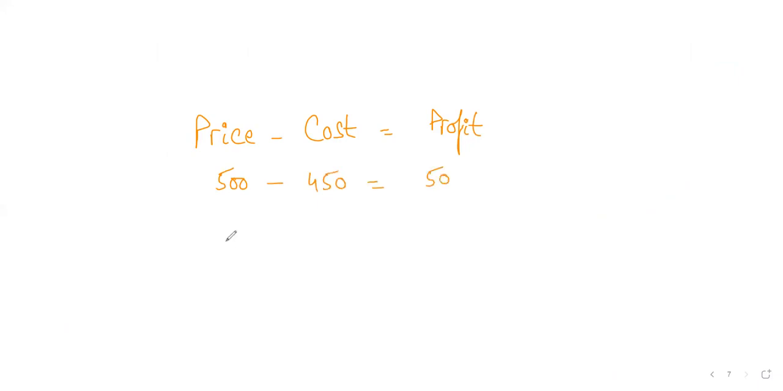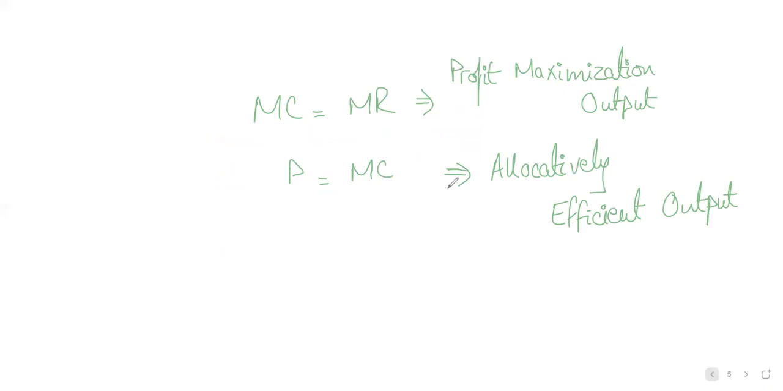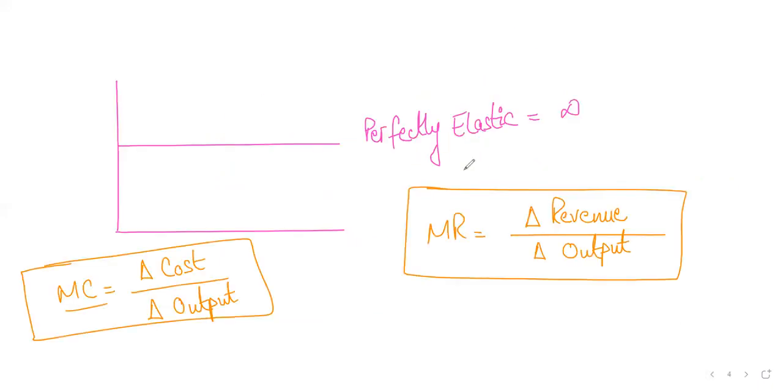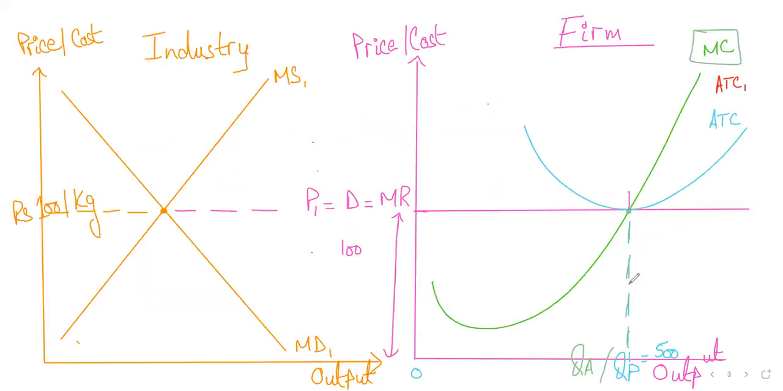As simple as that. If you're selling a good for 500 and the cost of producing that product is also 500, obviously you make no profit, no loss. We call this situation break even. You're just meeting your cost. You're not making a profit on this product. And this is exactly what is happening in perfect competition. And I'm calling it a profit.